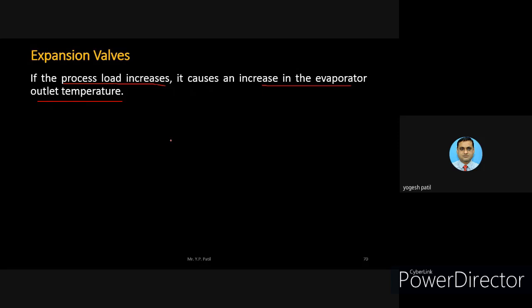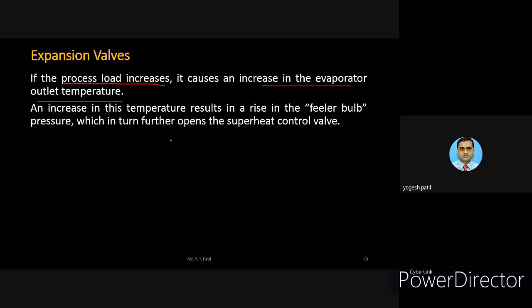Obviously, if the demand in the building increases, there are more occupant requirements, more occupants present, more persons present. So obviously the outlet temperature increases in that case. An increase in this temperature results in a rise in the filler bulb pressure. So as the temperature increases, at the same time the filler bulb pressure also increases, which in turn further opens the superheat control valve.